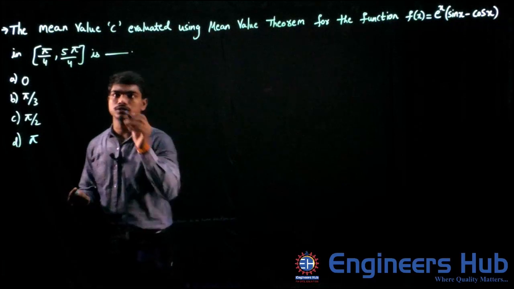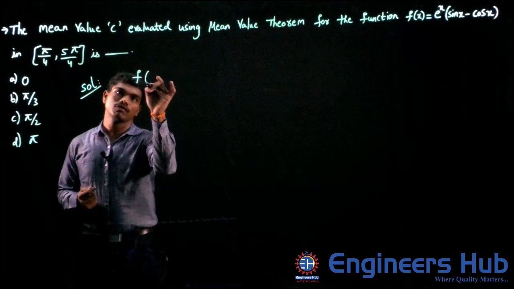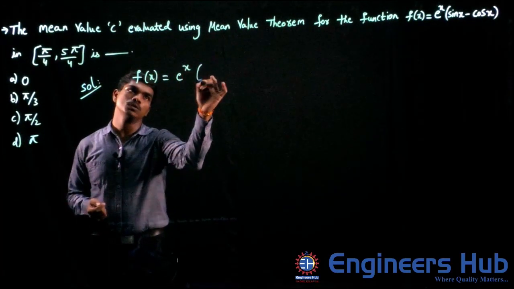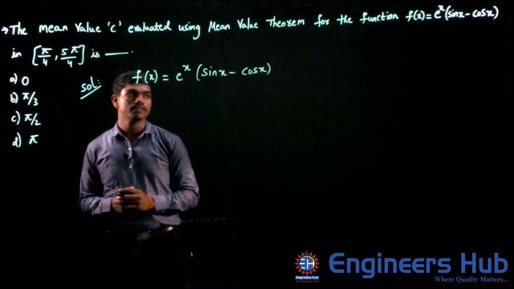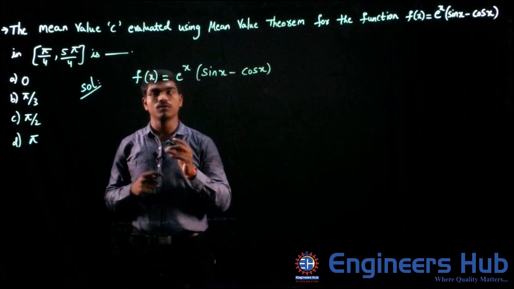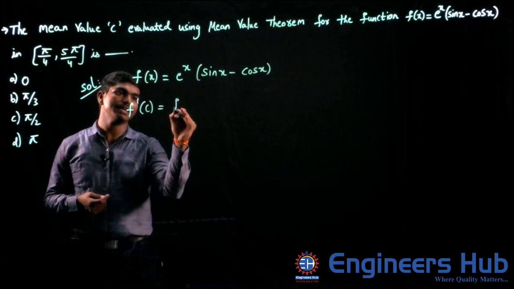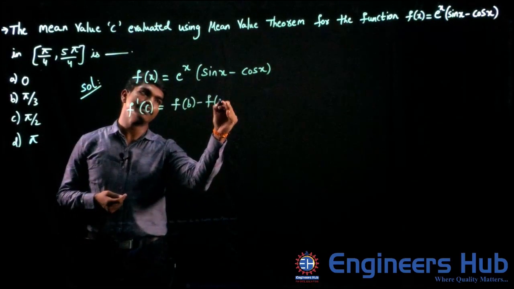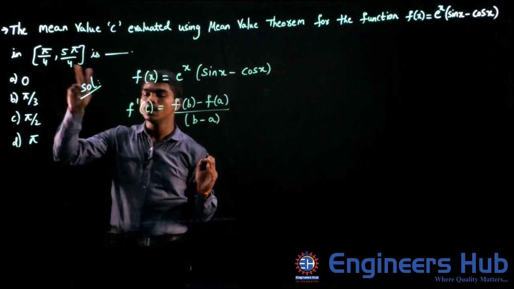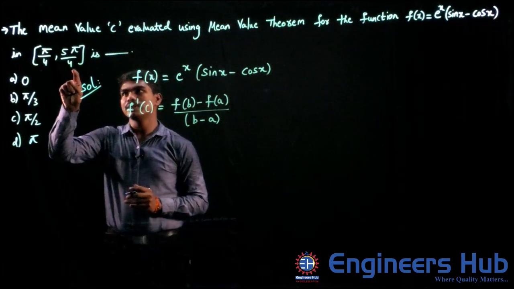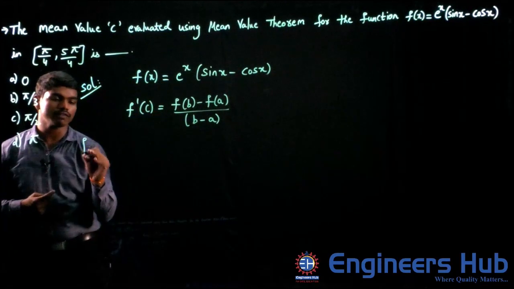Okay, so let us try to use this. Try to solve this question. Now what is this f of x? e power x into sin x minus cos x. Okay, now if the limits are a to b, what does Lagrange's mean value theorem tell us? f dash of c is equal to f of b minus f of a divided by b minus a, when we are talking about this particular function in the limits of a to b. Now what's the value of b here? 5 pi by 4, and what's the value of a here? Pi by 4. So if you compare these things, what is f of pi by 4?